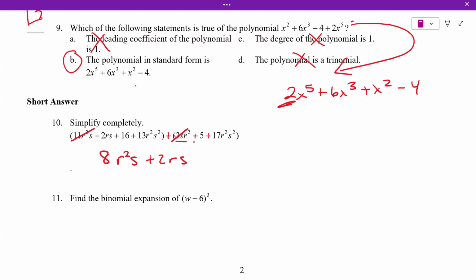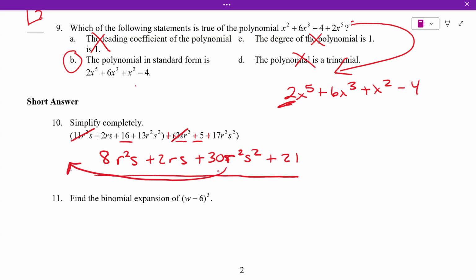13 r squared s squared plus 17 r squared s squared is 30 r squared s squared. And then 16 plus 5 is 21. Now you're going, well, Mr. Bearspuck, you got to change the order of that. If you leave it in this order, I'm fine with it. I'm not going to count it wrong. What would I do if I was going to change the order? I would maybe throw this one in front, but you don't have to. You can leave it like this.